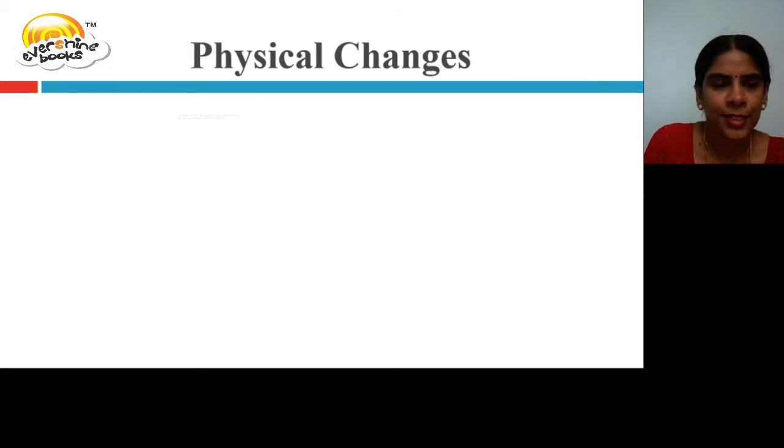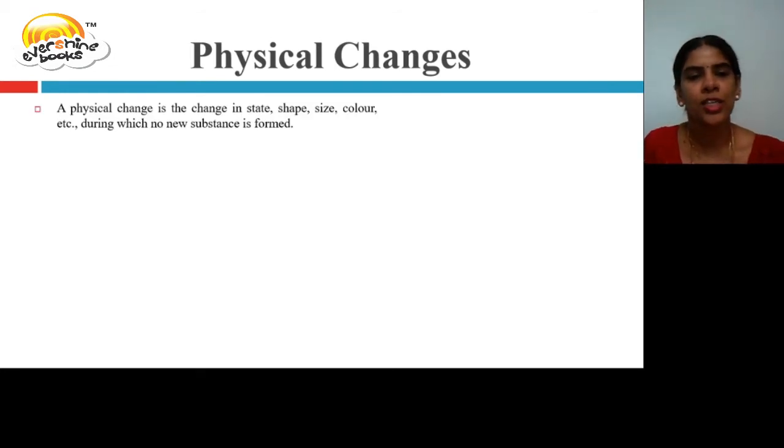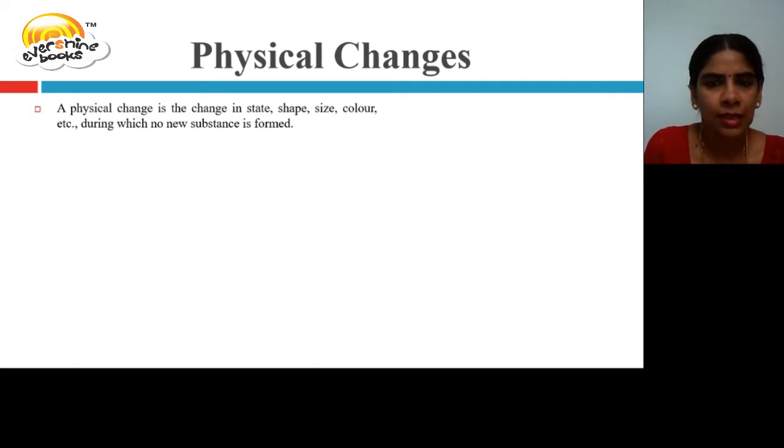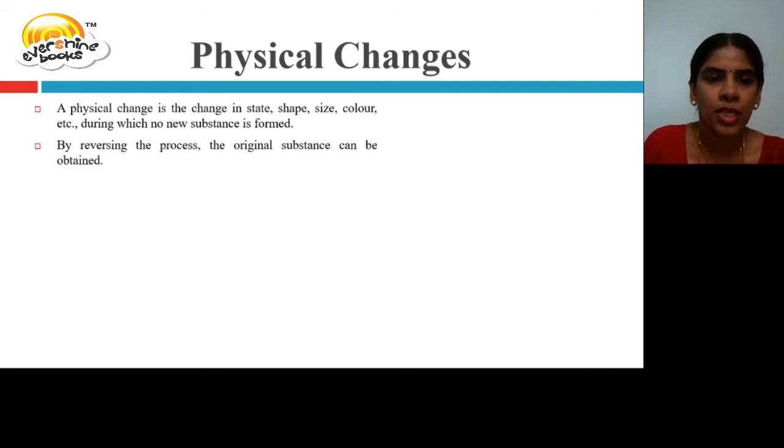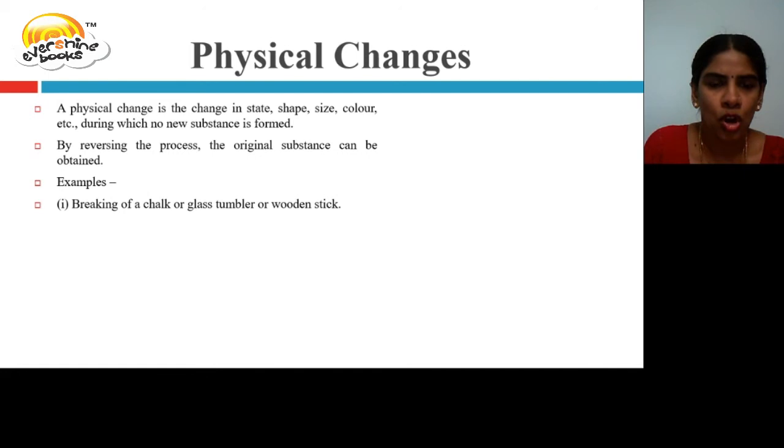Physical changes. A physical change is a change in the state, shape, size, color, etc. But no new substance is formed in a physical change. By reversing, we get back the original substance. Examples: breaking of a chalk or glass tumbler or a wooden stick.